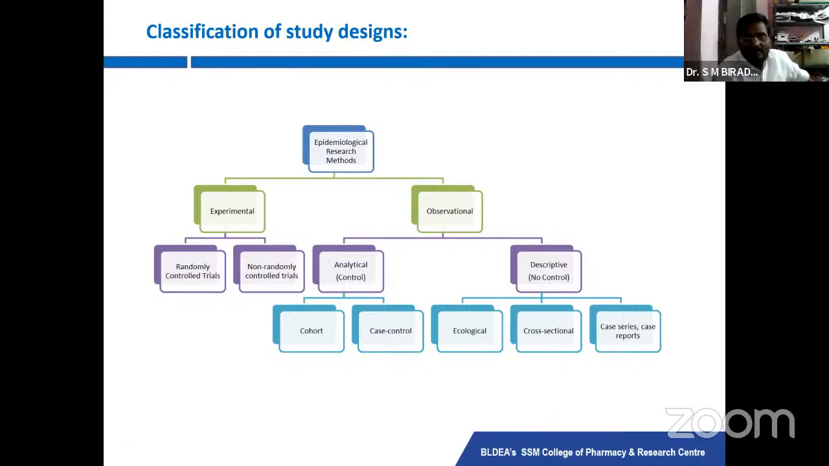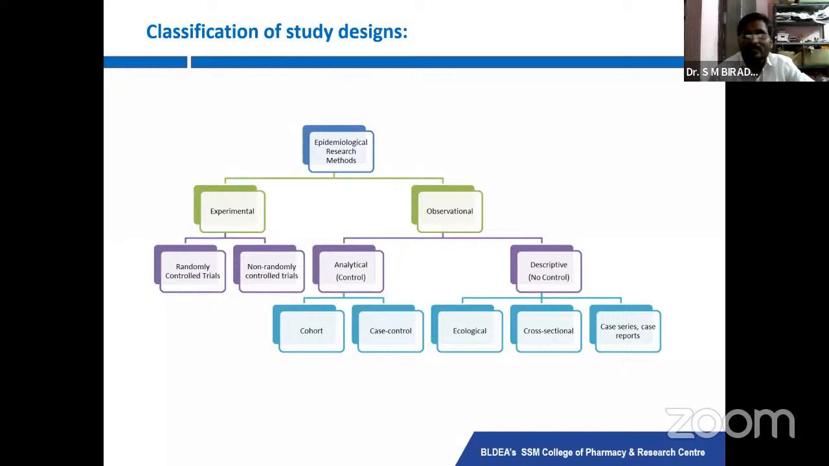So let us start the components of today's session. Basically, if you look at the classification of the clinical study designs, we come across all the study designs. Basically, we classify them into two types, that is experimental and observational studies. In detail, in the coming slides we'll see. Just I'll brief here to understand this classification.